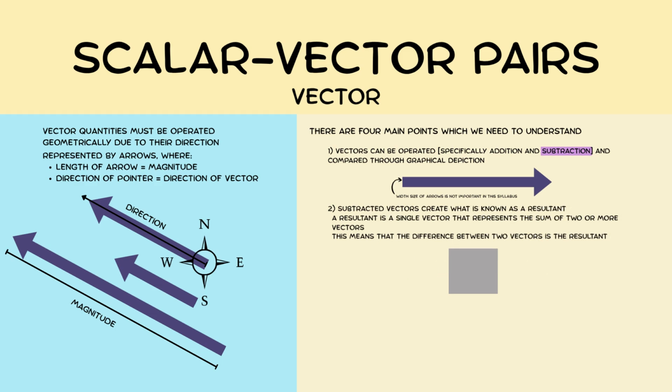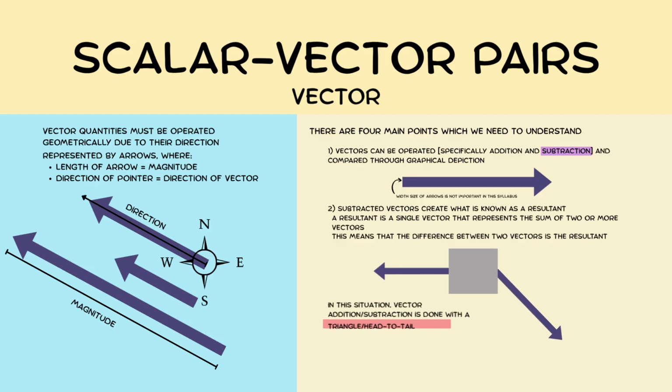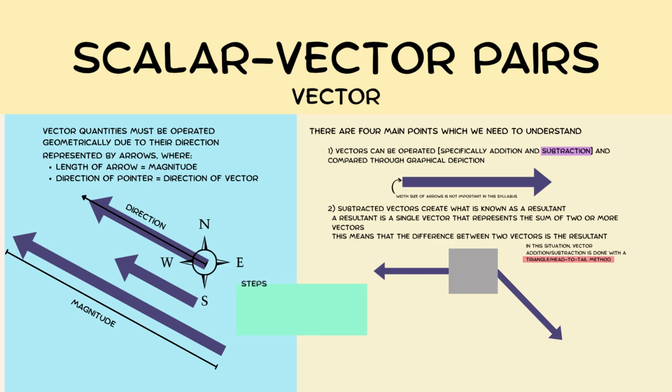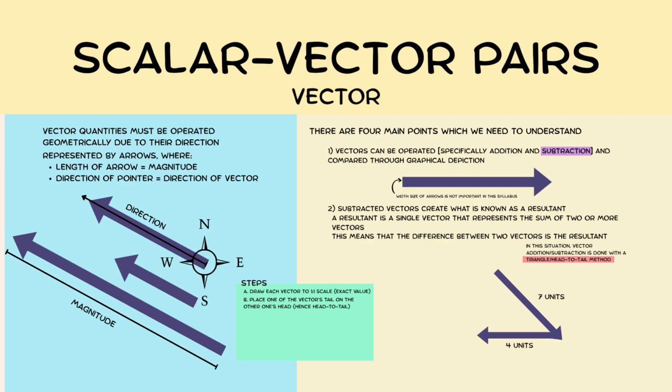However, in situations where the two vectors act at different angles, you must be able to use the triangle method or head-to-tail method to find the resultant. This is done in easy steps. Firstly, draw out both vectors to scale in accordance with their directions. Then you place one of the vector's tails on the head of the other vector, hence the name head-to-tail. Make sure that both the length and angle of all your vectors remain constant.